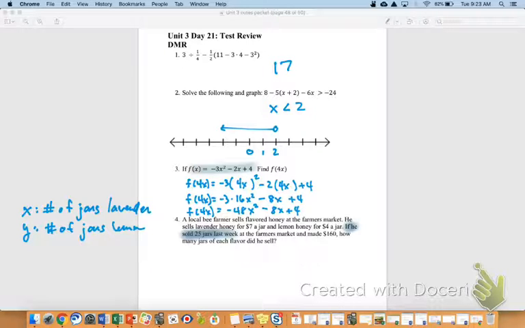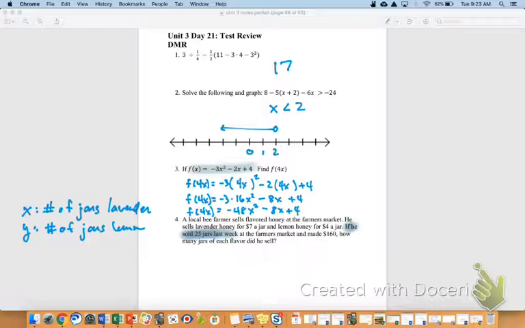I don't know how it broke down, but does that mean he sold 18 jars of lemon and 7 jars of lavender? Or maybe it was 10 jars of lavender and 15 jars of lemon. I don't know. Any of those combinations where he sold a total of 25 jars last week. So I want to try to write an equation that expresses that, right? If I wanted to get the total number of jars that he sold, what would I need to do with my x and my y?